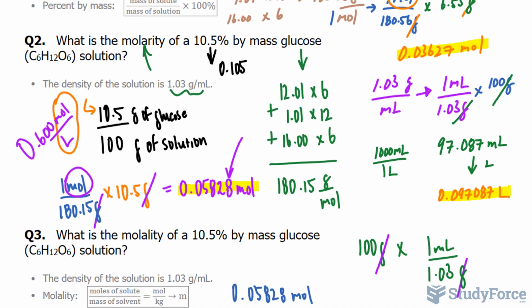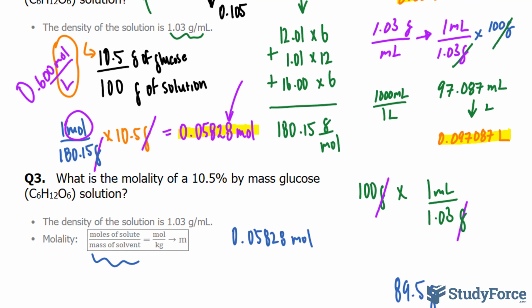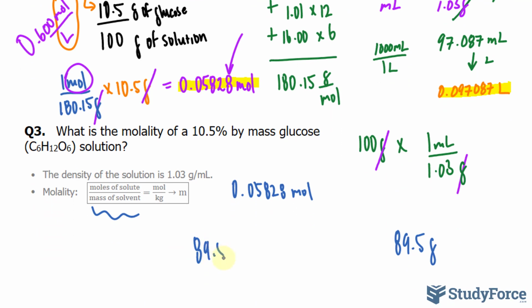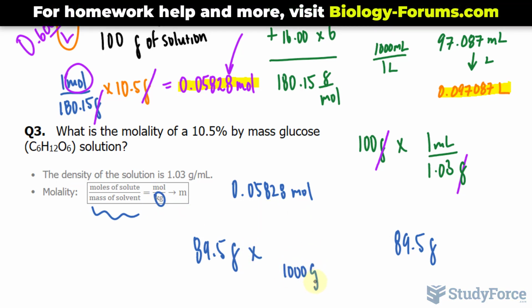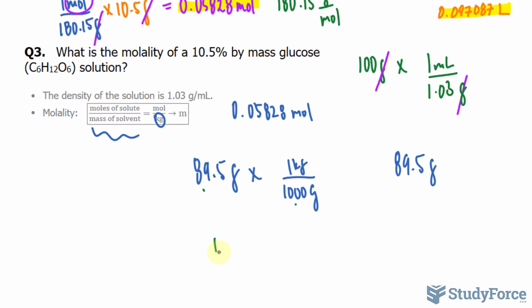Remember, we can't use 100 grams as we did in question number 2 because this is specifically for the solution. So what I'll do, just to isolate the mass of water, I'll subtract 10.5 from 100, giving me 89.5 grams of water only. Molality needs to be in kilograms, so I'll change this into kilograms by dividing by 1,000. So there are 1,000 grams in 1 kilogram. That means I divide this number by that number, and I end up with 0.0895.